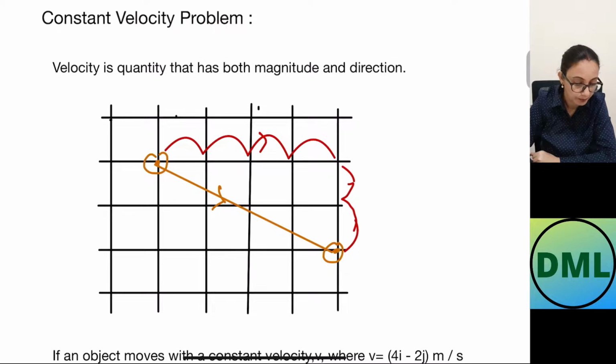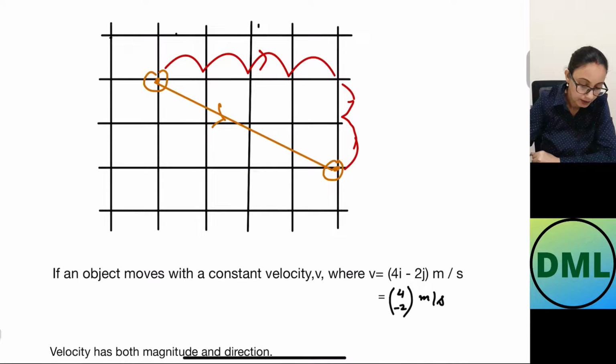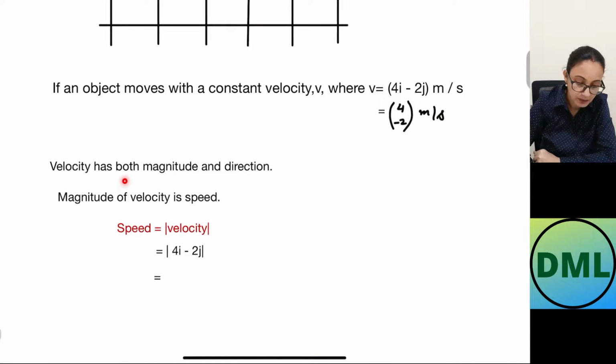Constant velocity problem. Velocity, as you know, is the quantity that has both magnitude and direction. If an object moves with a constant velocity v, where v is equal to 4i minus 2j meters per second, this can be written as the column vector (4, -2). That means you are going 4 units in the x direction and then 2 units in the negative direction of the y axis. So the velocity has both magnitude and direction.